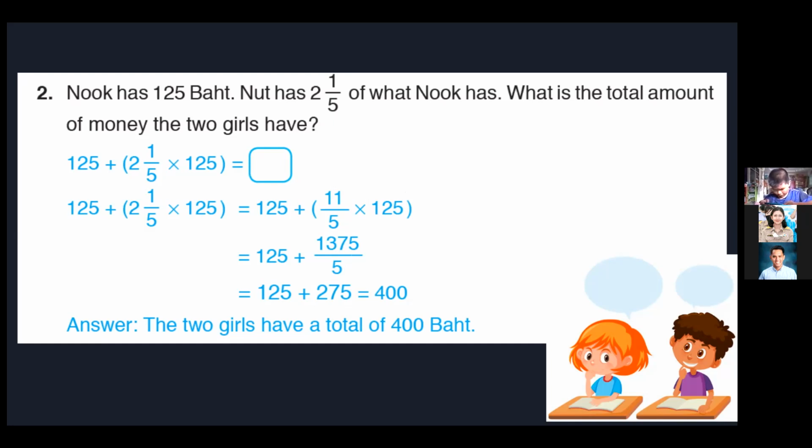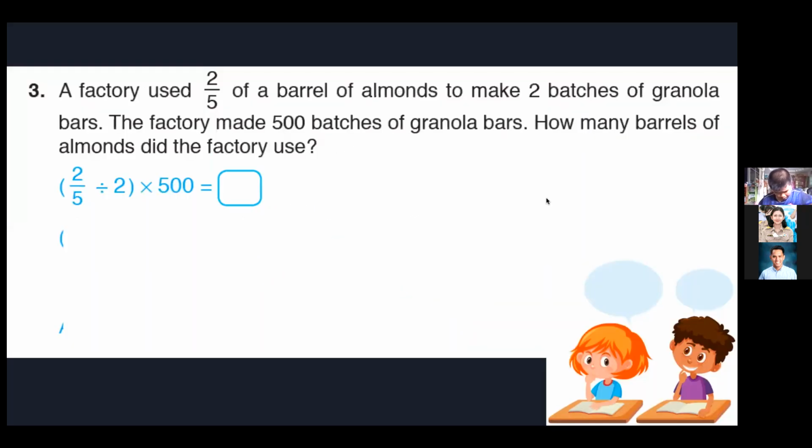Okay, that is for number 2. Very good if you get it correct. If not, it's okay. Now let us try number 3. Okay, a factory used 2/5 of a barrel of almonds to make 2 batches of granola bars. The factory made 500 batches of granola bars. How many barrels of almonds did the factory use? Almonds are nuts, food. Okay, so we will just have 2/5 divided by 2, and then times 500. So how will you do that? Okay, so I'll show you again.